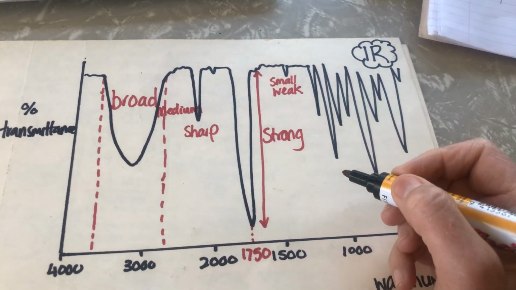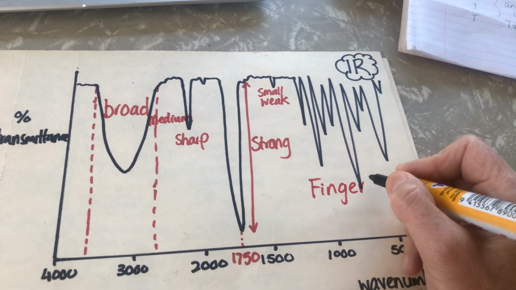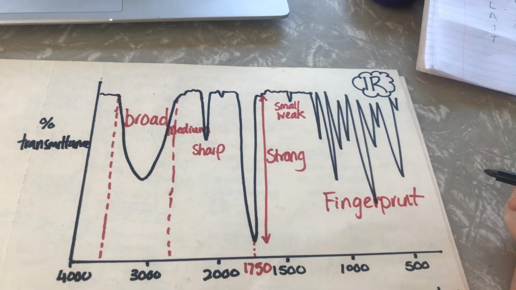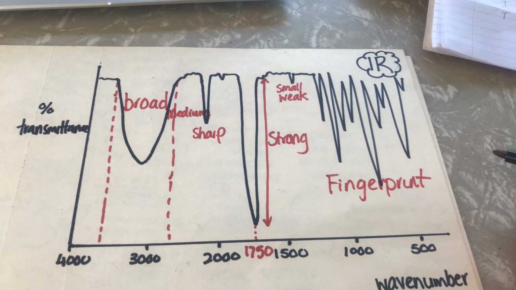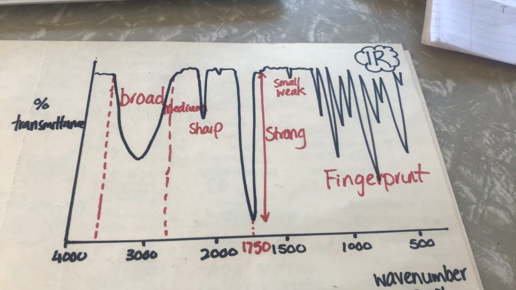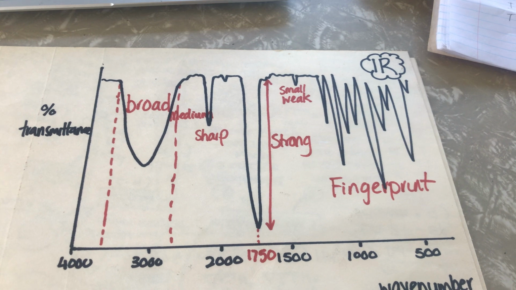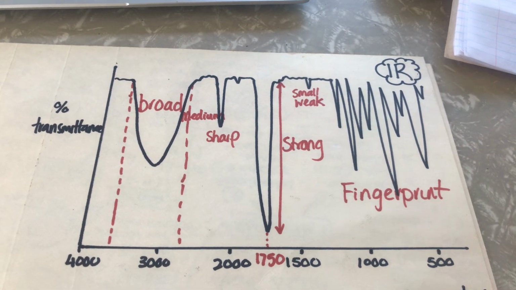One more thing is that this region down this end of the spectra is called the fingerprint region. It's got a lot of detailed information and it's really hard to read. We tend to ignore this region mostly. It is called the fingerprint because it is really unique for each molecule, but it's also really hard to read, so we tend to stay away from it.